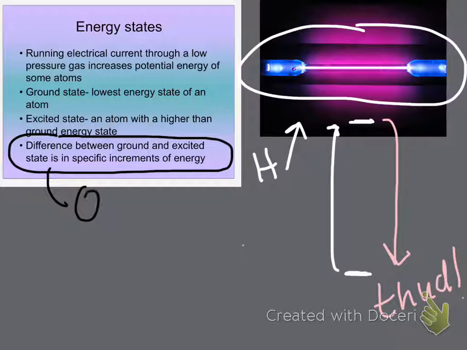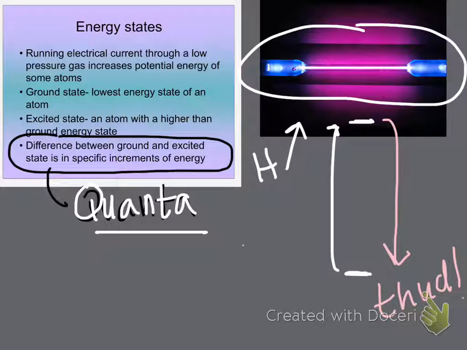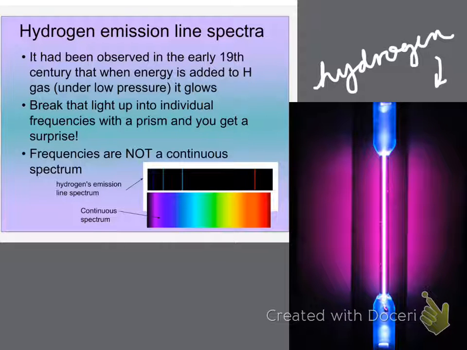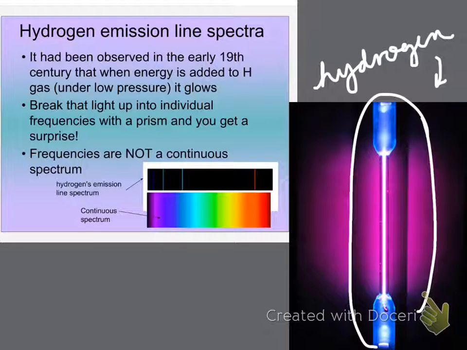Oh, what would that be? That would be quanta. Yeah, quanta. Those discrete packets of energy. Now, what was even more interesting was that when you took our glowing hydrogen and ran that pink glow through a prism, it broke the light up into 4 distinct bands. In other words, this wasn't just light in one part of the spectrum. This was 4 distinct bands with distinct frequencies.